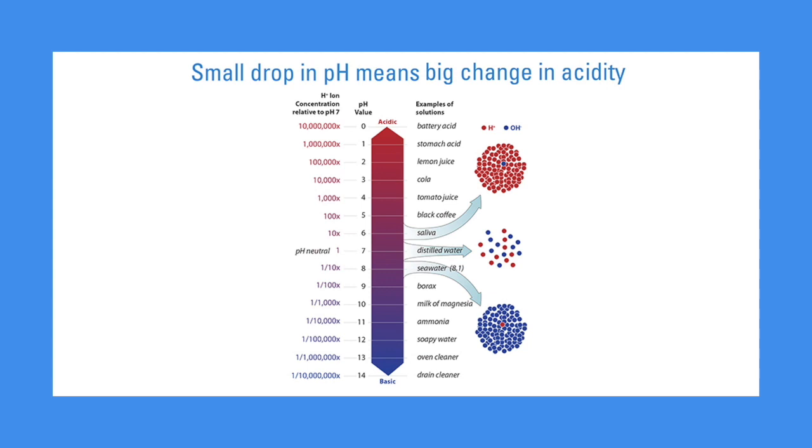Also, because it's a logarithmic scale, small changes in pH reflect much greater changes in hydrogen ion concentration. A pH of 4.0 is 10 times more acidic than a pH of 5.0 and 100 times more acidic than a pH of 6.0.